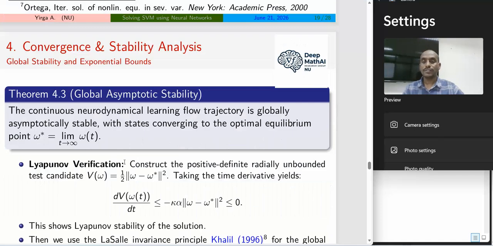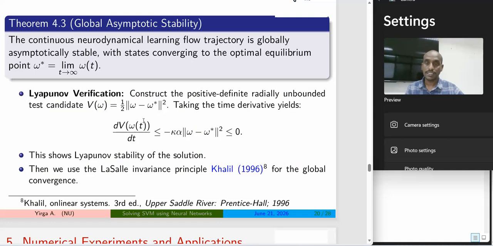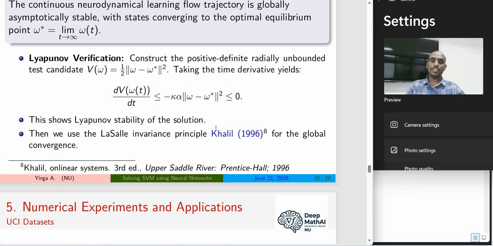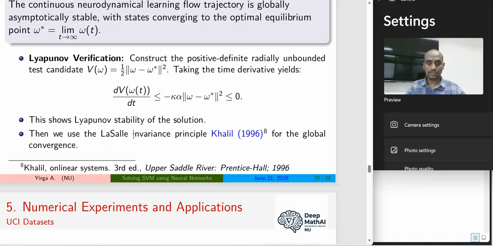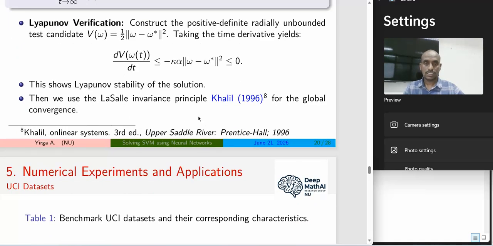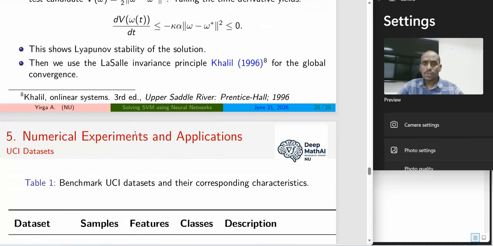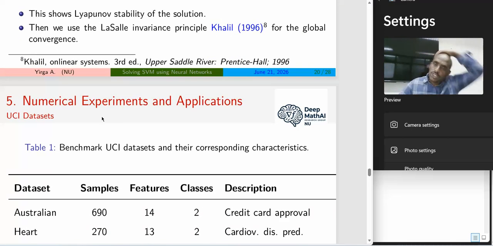And finally, we have proved the global asymptotic stability. Under this global asymptotic stability, there is Lyapunov stability. We defined an appropriate Lyapunov function, and we proved that the system is Lyapunov stable, asymptotically stable, and globally convergent. For this, we employed the LaSalle invariance principle, which is stated in Khalil. So after this, we proceed to the numerical experiments and applications.